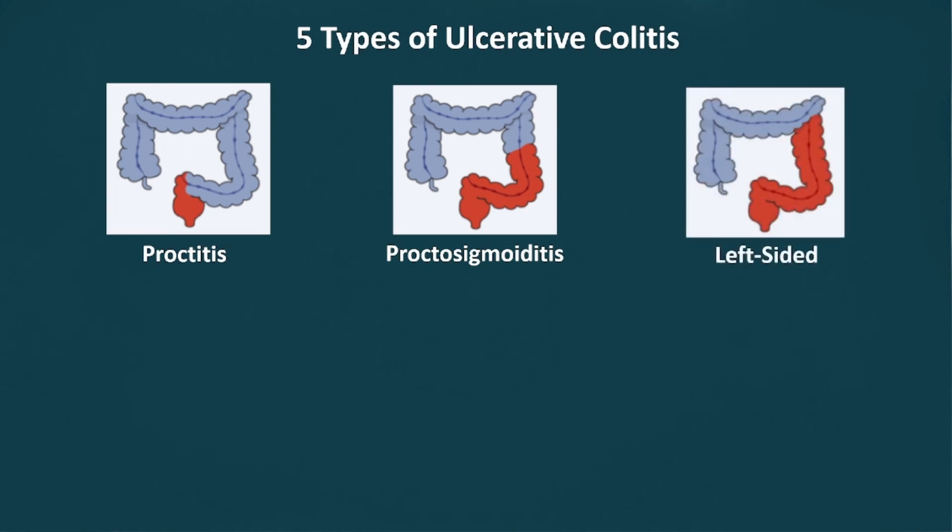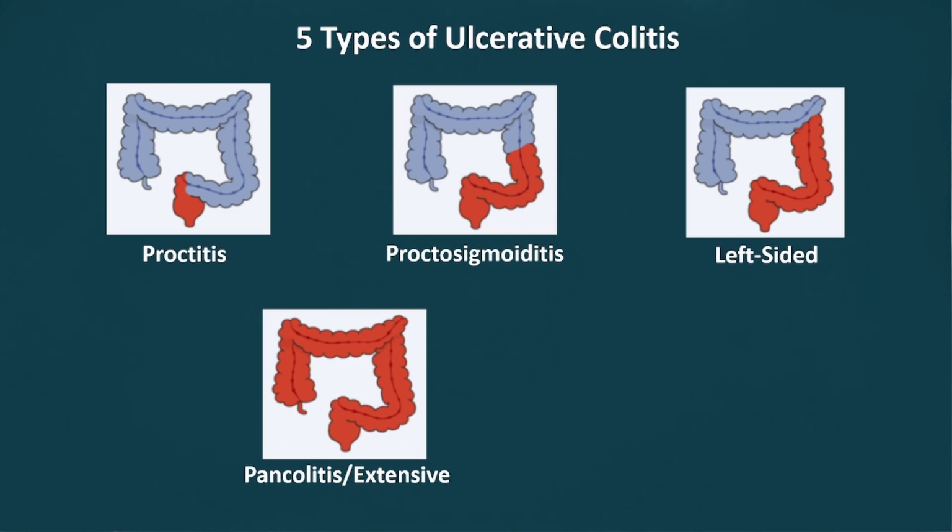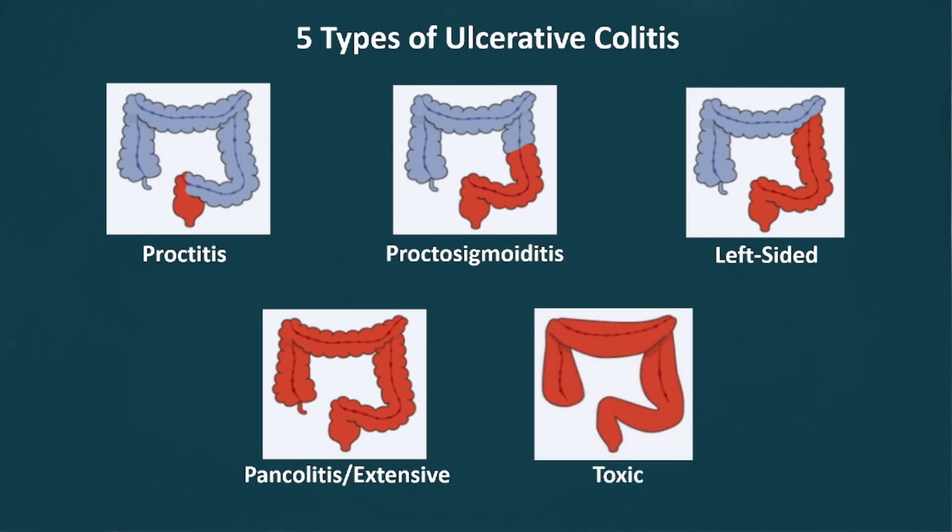Third, we have left-sided colitis. Inflammation extends from the rectum up through the sigmoid and descending portion of the colon. Symptoms include bloody diarrhea, abdominal cramping and pain on the left side. Fourth is pancolitis, also known as extensive colitis. Inflammation affects the entire colon. Symptoms include bloody diarrhea that may be severe, abdominal cramps, fatigue and significant weight loss. Lastly, we have toxic colitis. This happens when the inflammation extends into the smooth muscle layer of the intestinal wall, causing paralysis of the colon muscle. This is considered the most dangerous form of ulcerative colitis.